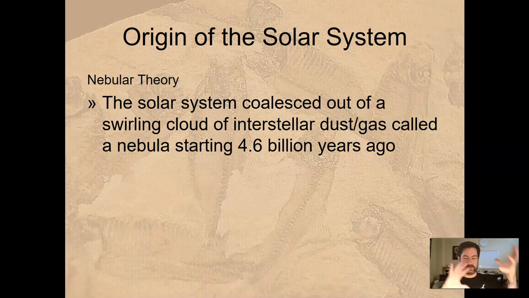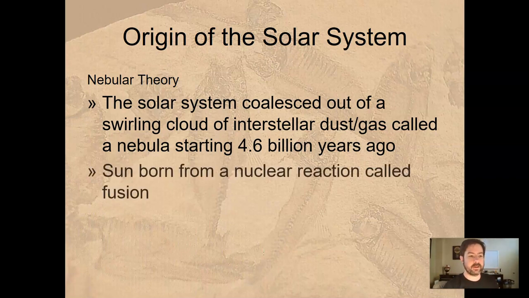So all of this dust was swirling around. Every piece of matter, no matter if it's a large planet, a car, a single molecule or an atom, anything that has mass and exists, exerts an attractive force of gravity. So even these little particles of dust and gas began to swirl and come together under the force of gravity. As that occurred, the sun was born from a nuclear reaction called fusion as things became closer and closer together.